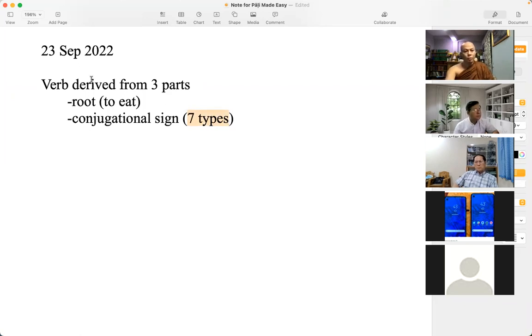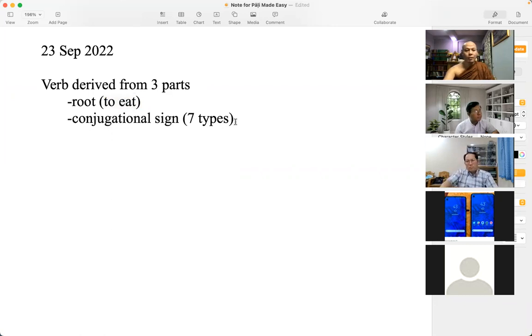Now, just 3 parts. The verb in Pali is derived from 3 parts. The first one is the root. The meaning of the root has an infinitive sense, like to eat, to go, to sleep, to walk, just that. The root cannot denote who goes, or who went, or who will go, or how many persons go. The root has just the infinitive sense.